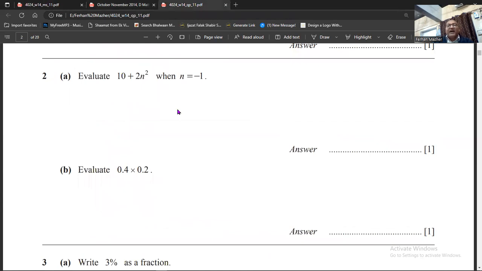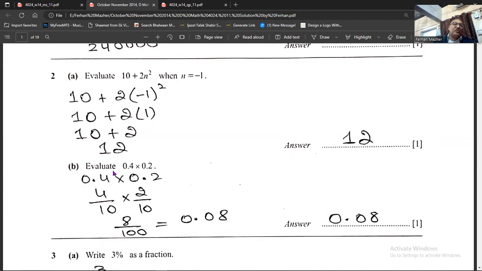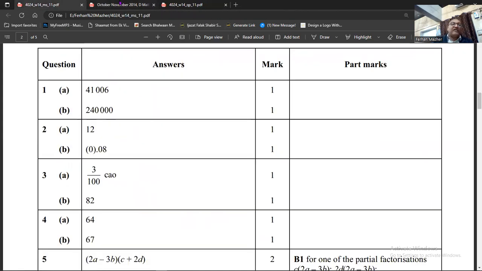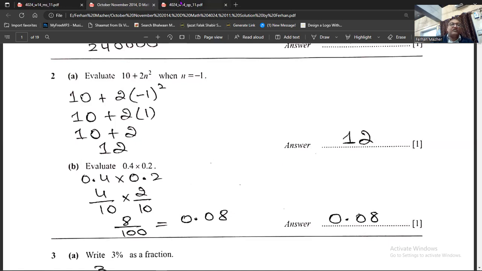Question number 2, B part, he says evaluate 0.4 multiply 0.2. So 0.4 will be 4 by 10 and 0.2 will be 2 by 10. So it will become 8 by 100. So I will move the decimal 2 steps to the left. So it will become 0.08. So 0.08 is the answer. This is the solution.